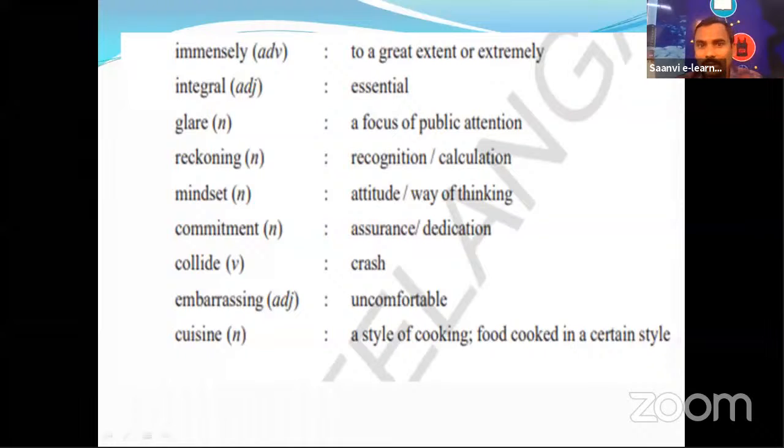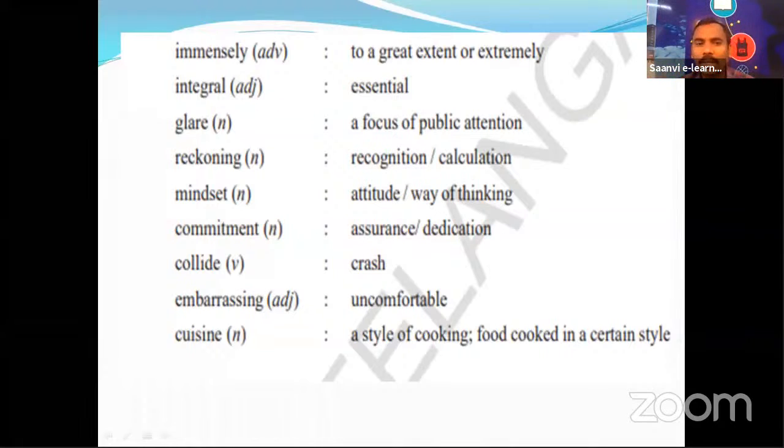Integral. What do you mean by integral? Integral means essential or very, very important. As I said earlier, very, very important is also a very common usage. Instead, you can use these two words, integral and essential. He is an integral part of my family. He is an essential part of my family. He is a very, very important part of my family.